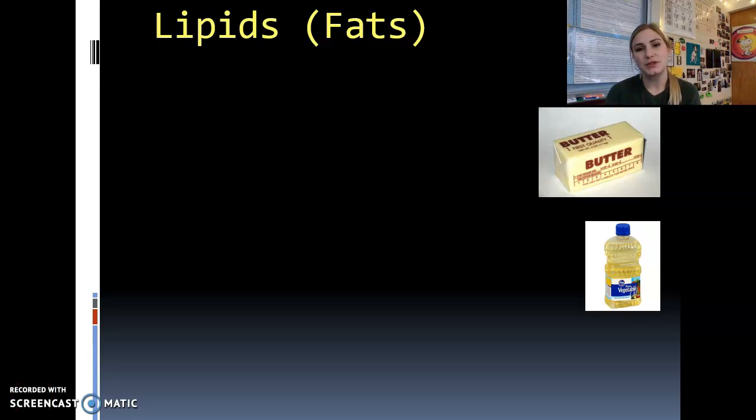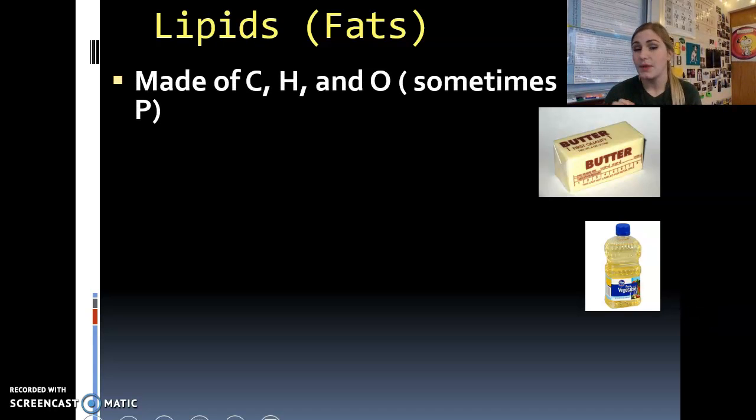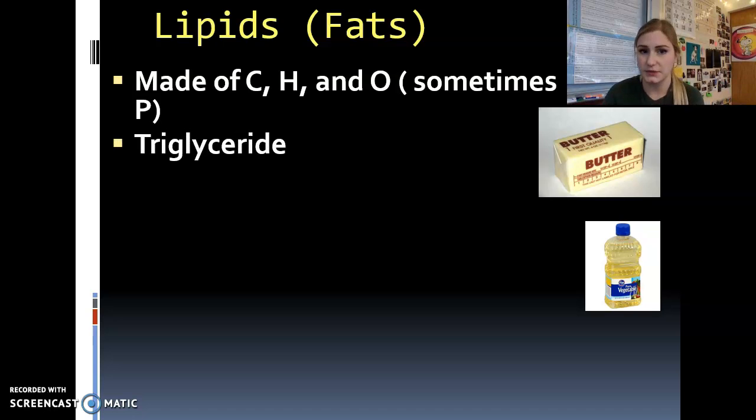Hi, and welcome to the second part of the macromolecules lecture, and we're just going to jump right into it. Lipids, otherwise known as fats, come in lots of different shapes, sizes, and forms, but all of them are made up of carbon, hydrogen, oxygen, and sometimes phosphorus. That's what the P stands for, not potassium. Potassium is a K. So carbon, hydrogen, and oxygen, and then sometimes phosphorus.